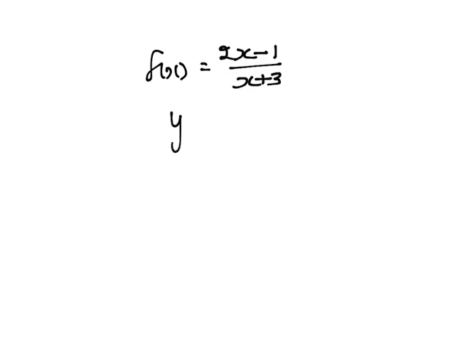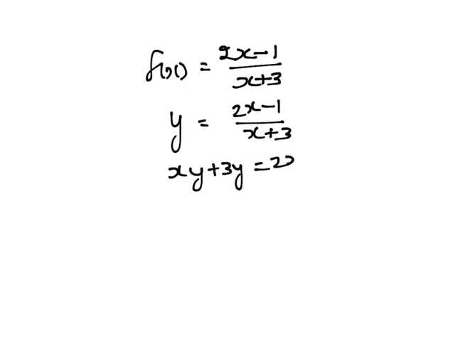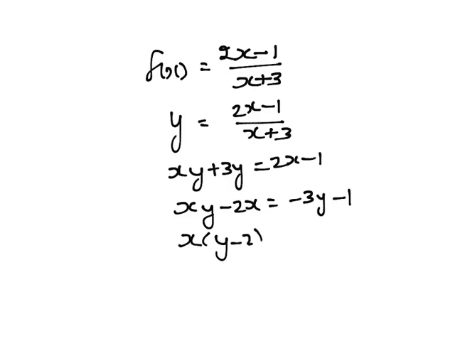So y equal to (2x minus 1) by (x plus 3). So make x the subject. So cross multiply: xy plus 3y equal to 2x minus 1. I bring the x terms together: xy minus 2x equal to minus 3y minus 1. Take x common: x into (y minus 2) equal to minus 3y minus 1. So x is (minus 3y minus 1) by (y minus 2).